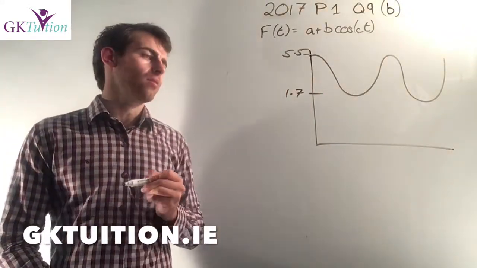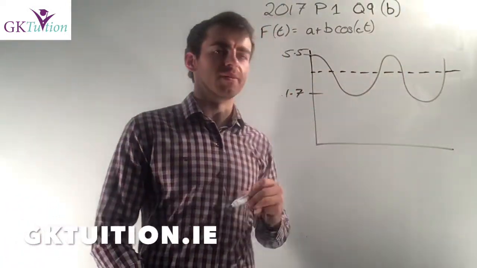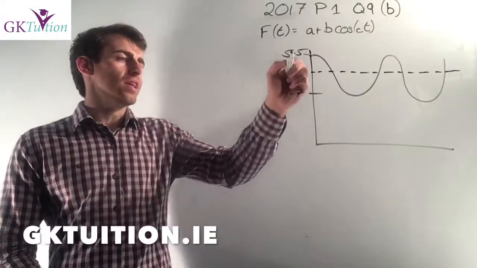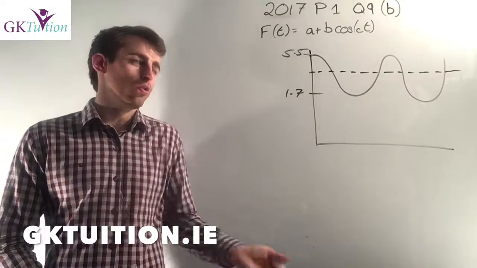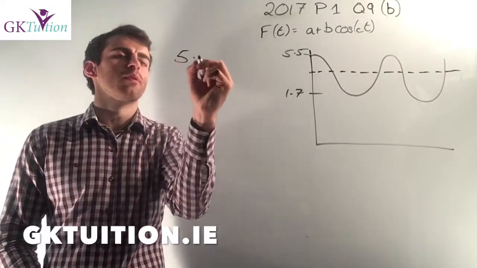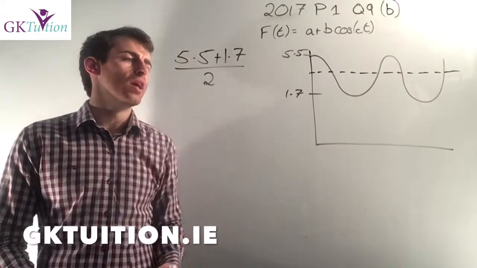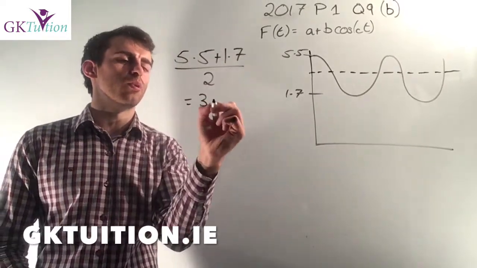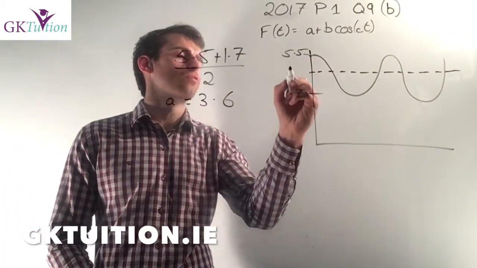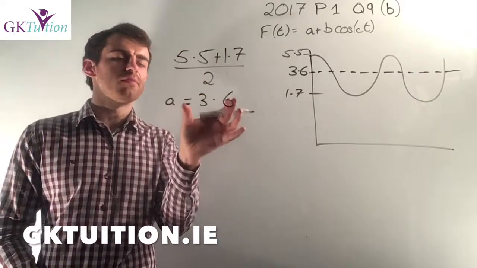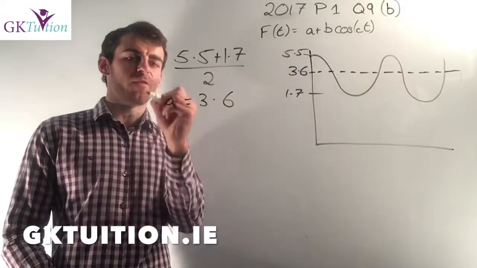A is the midline, okay? So the midline is essentially this line here. The midline is the line that's halfway between the maximum and the minimum, or in other words, the average of the maximum and the minimum. So to get the average, 5.5 plus 1.7 divided by 2 works out as 3.6. Which means I can say the midline of my cos graph is 3.6. So the average of my max and my min is 3.6, and that's my A, so that's my first answer.